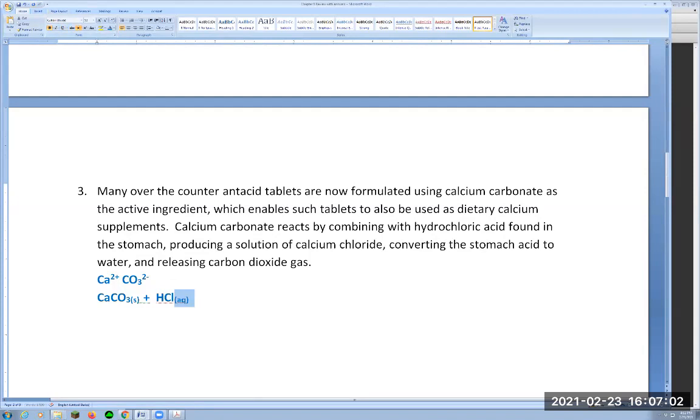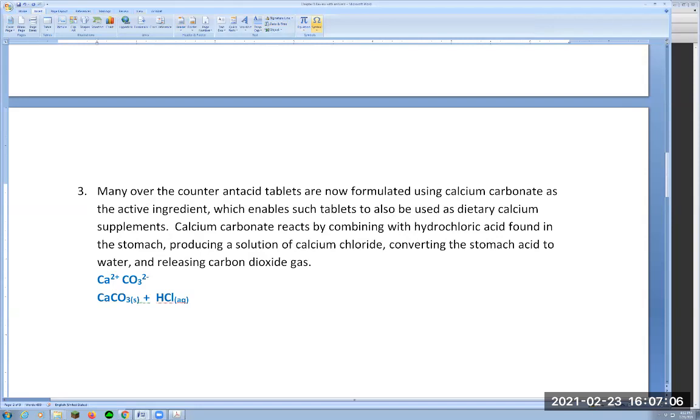And let's write this. Okay. So they react together, and let's put down the arrow. By producing a solution of calcium chloride. So it's a solution, so it's going to be aqueous. Calcium chloride. Oh, I guess I could have had the H plus here and the Cl minus.